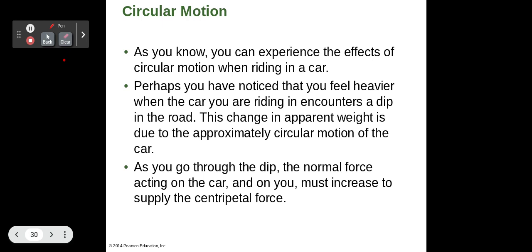As you go through the dip, the normal force acting on the car and on you has to increase to supply that centripetal force. If you've ever been going down the road and all of a sudden there's this big dip and you feel like your stomach drops, that's what's going on. It feels like there's a change in your weight due to the motion of the car.